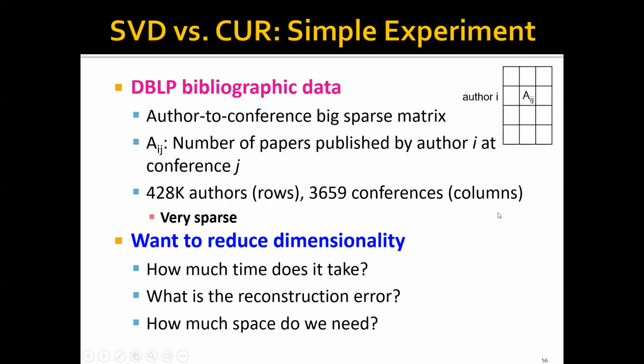In this data set, we have about 428K authors or rows, and around 3,000 conferences or columns. Note that this is actually a very sparse matrix because one author usually only publishes in a very, very small number of conferences, like 5 or 10. If we want to reduce the dimensionality of this matrix, we ask the questions: how much time does it take, what's the reconstruction error, and how much space do we need?